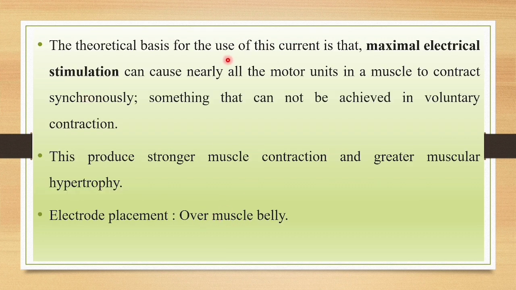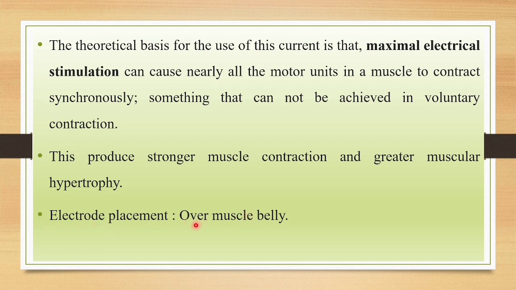The theoretical basis for the use of this current is that maximum electrical stimulation can cause nearly all motor units in a muscle to contract synchronously, something that cannot be achieved in a voluntary contraction. So this makes it more useful than the normal voluntary contraction. This machine produces more muscle contraction compared with the normal voluntary contraction. So this produces stronger muscle contraction and greater muscular hypertrophy.